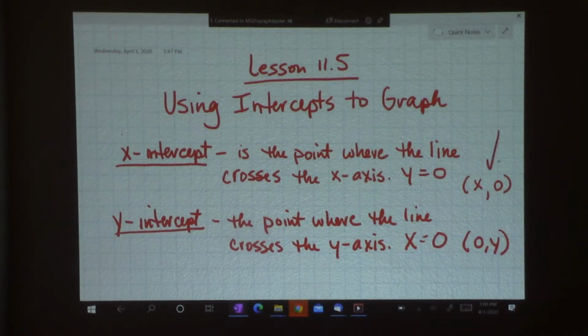So if you see a point like this, and there's a 0 here for the y, you can think to yourself, that is the x-intercept. In the same way, when we look at a point here and we have a 0 for x, we'll know that that is the y-intercept.